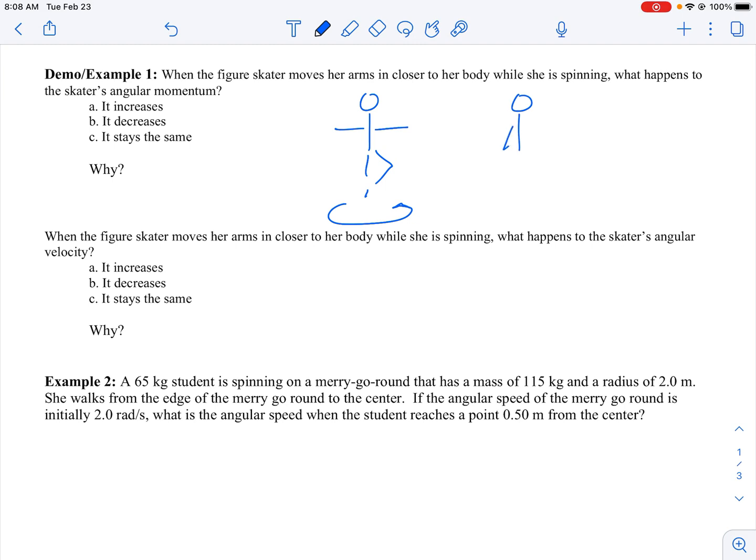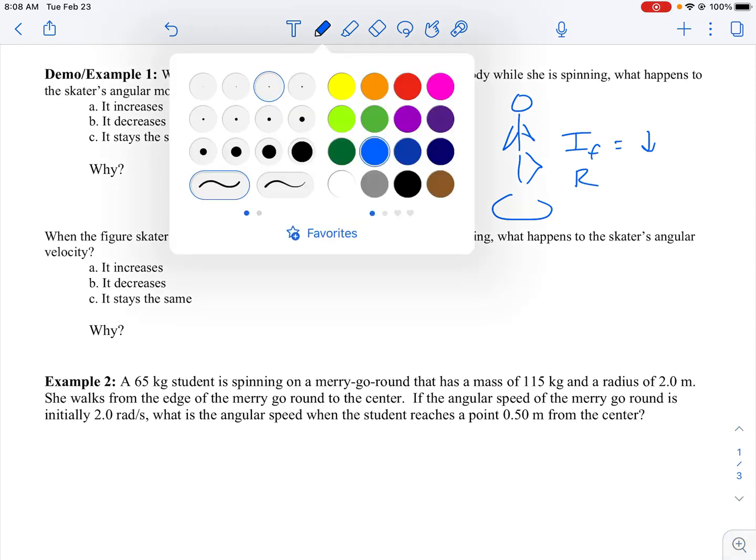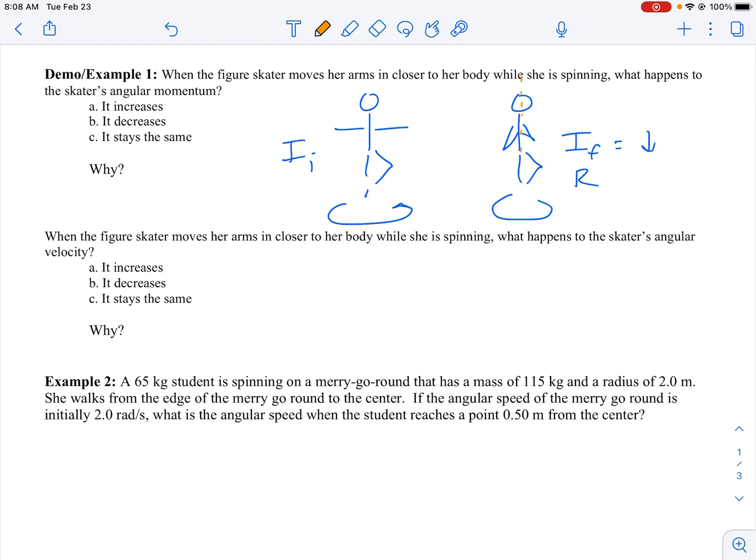versus when she puts her arms in, still spinning, what happens is her moment of inertia, if this is her initial moment of inertia, her final moment of inertia goes down. The reason it goes down is that the average distance from the center of rotation, which would be right down the middle here, goes down.